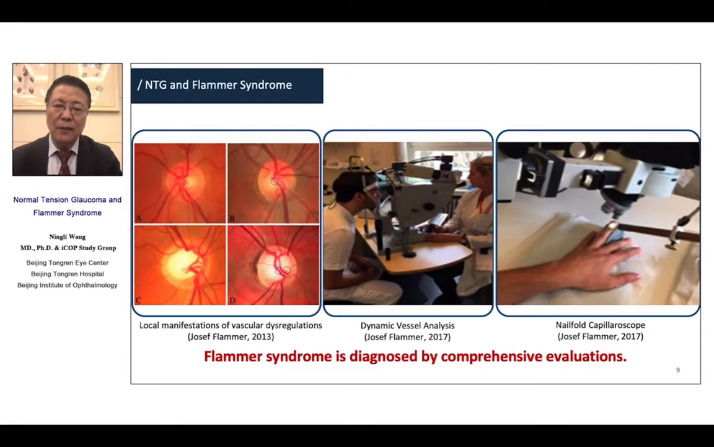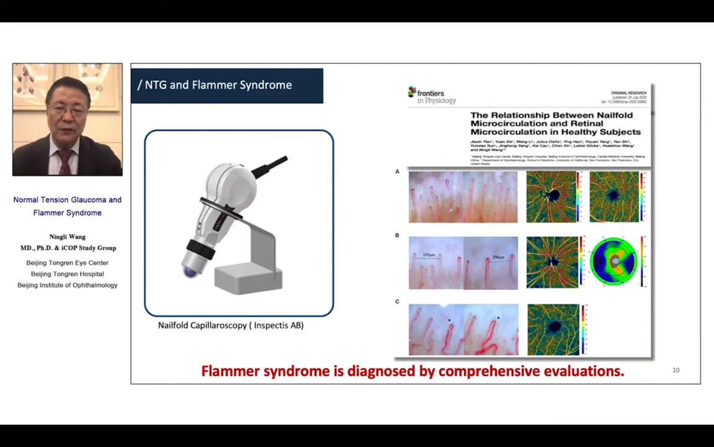For normal tension glaucoma, phlegm syndromes are diagnosed by comprehensive evaluation, and in some hospitals we use a nailfold capillary scope that can show us the microcirculation of the hands and extremities. The fundus is another window to see the microcirculation. Our team did a comparison study to see whether nailfold microcirculation has a strong correlation with the retinal microcirculation.